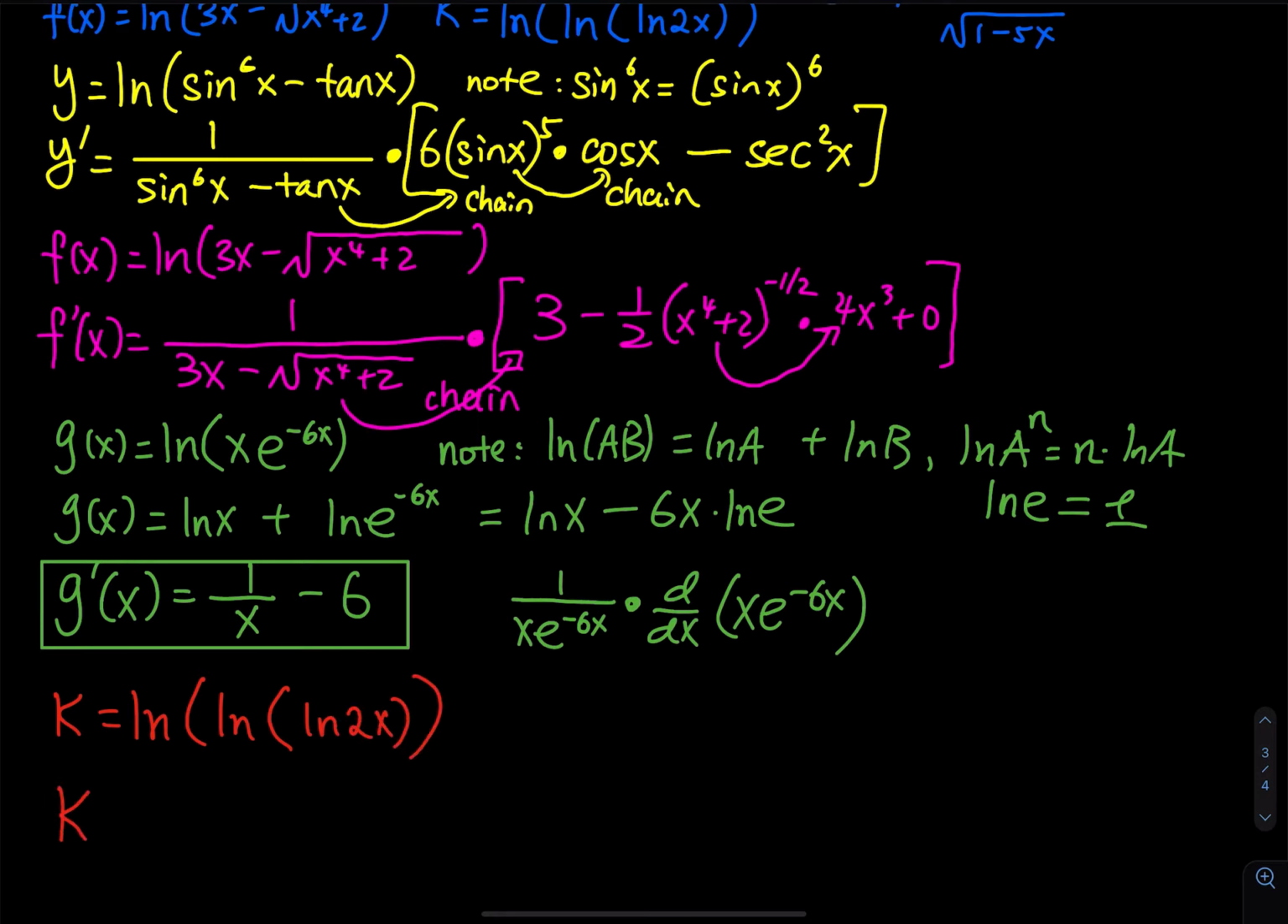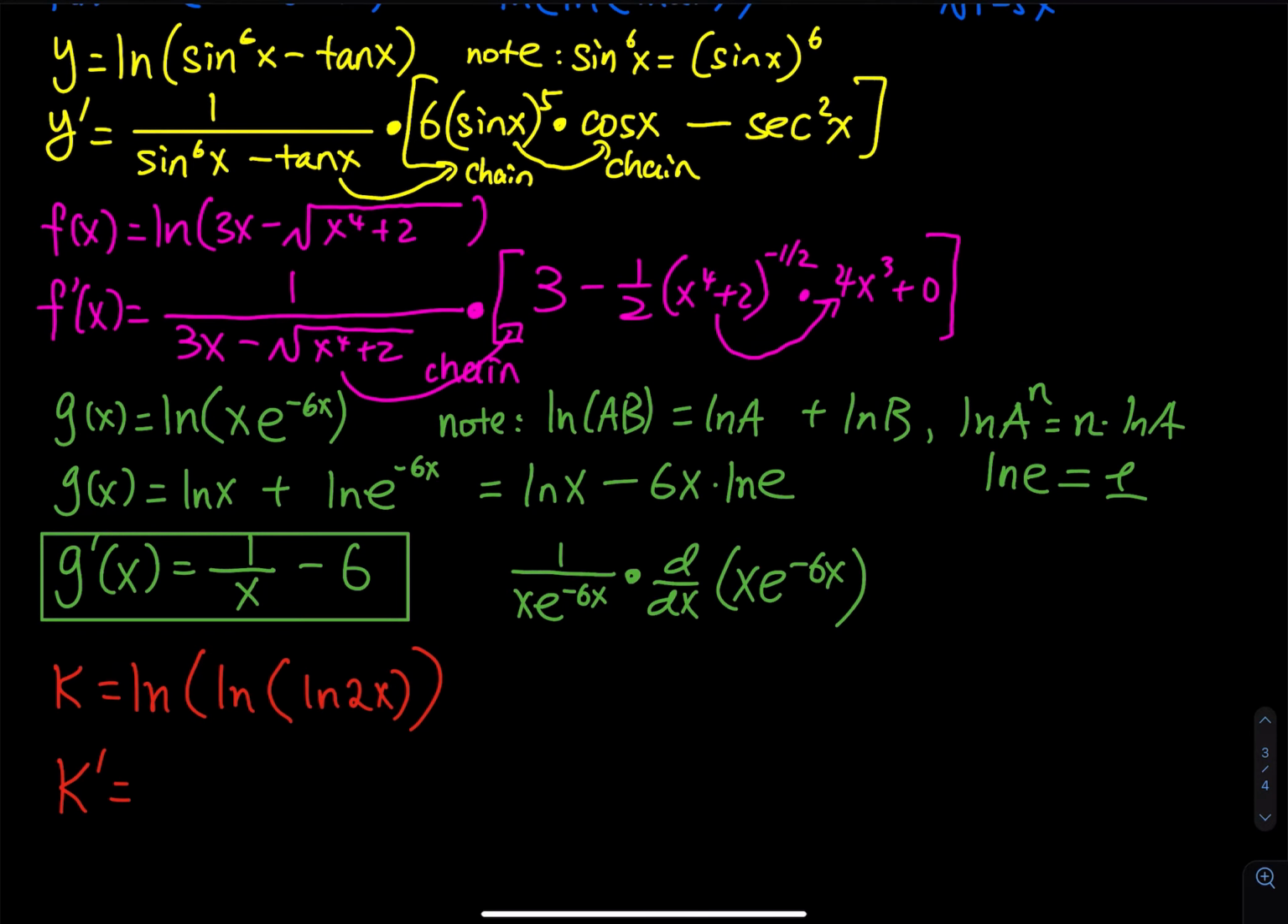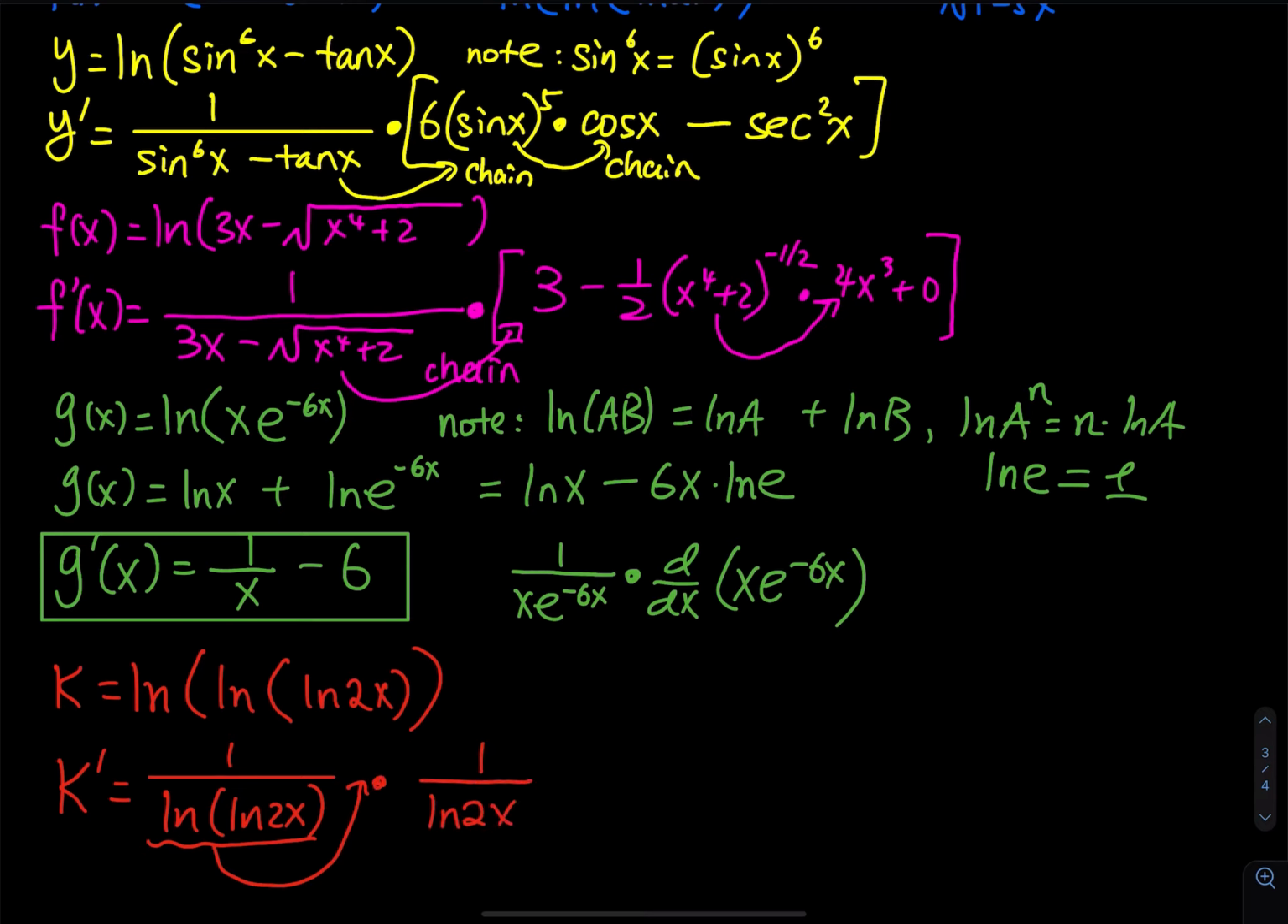What is the derivative? First, we take care of the first ln. So we have 1 divided by the entire ln of ln 2x down here. And then we take the derivative of that. That is 1 divided by ln 2x. And then we take the derivative of that. The derivative of ln of 2x is 1 divided by 2x. And then the derivative of 2x is 2.